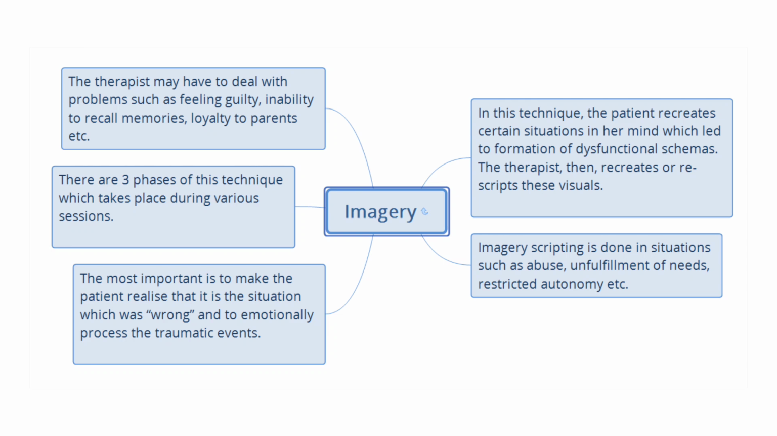Another important goal is the emotional processing of the traumatic events. When the traumatic events are emotionally processed, the schemas that the patient has developed based on these inadequate experiences are slowly replaced by healthier schemas. In this technique, the main focus is to change the situation in imagery, and while doing so, the exposure to the most traumatic moments is kept to a minimum.